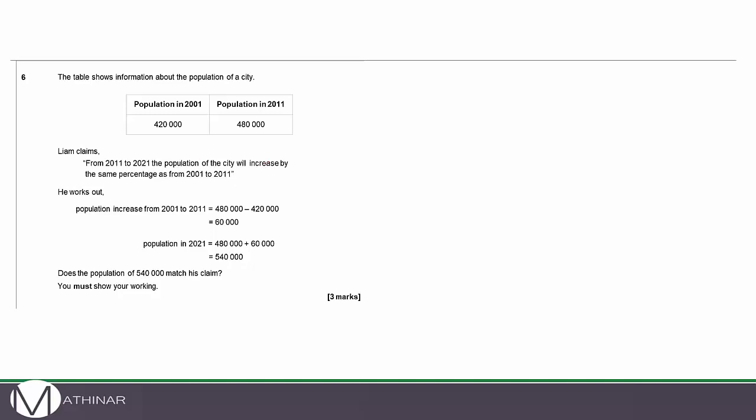So his claim is that it increases by the same percentage. So we need to work out the percentage change here. So the formula for percentage change is change divided by original times 100. So let's work out the percentage change from 2001 up to 2011.